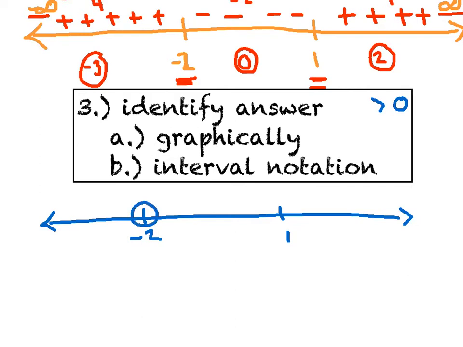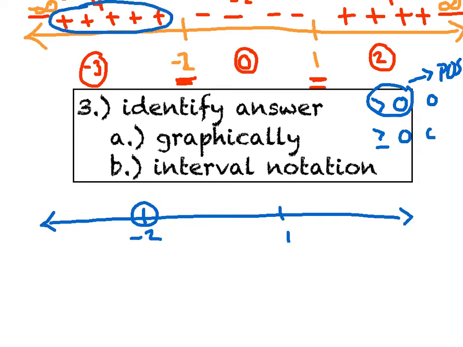If we had said greater than or equal to, then it would have been a closed circle on that one. But because they just said greater, we're going with an open circle. Now, greater than 0 is a mathematical way of saying we want positive answers. If you refer back to your sign chart, where were your positive values? In the first interval and then the third interval.